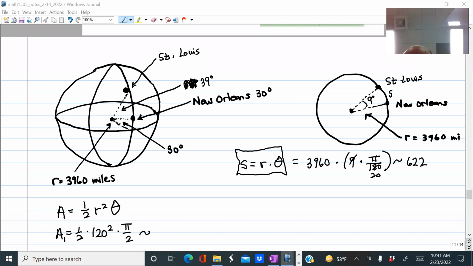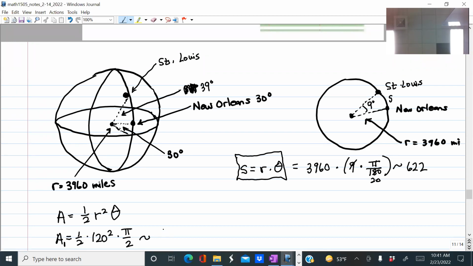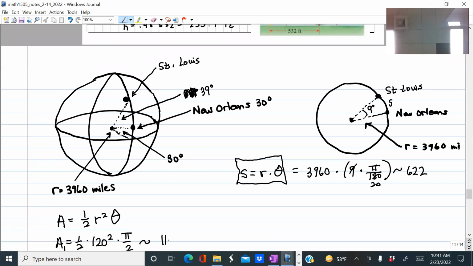Someone on Zoom, calculate that for me. Did y'all get the same thing here? 11,309 approximately. So we can round that up to say 11,310. All right, thanks. 11,310 if we round to the nearest square foot there.